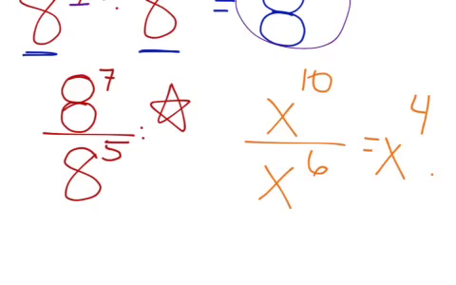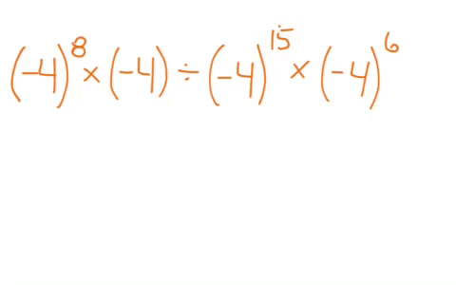Let's take a look at a question that incorporates both of those laws. So here's the question. Negative 4 to the power of 8 times negative 4 divided by negative 4 to the power of 15 times negative 4 to the power of 6. So we have 4 powers here, all with the same base, negative 4. And we're all multiplying and dividing them, not adding or subtracting, which means we can use those two exponent laws.